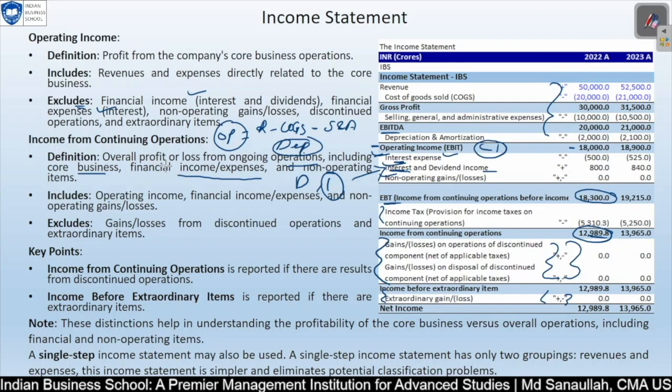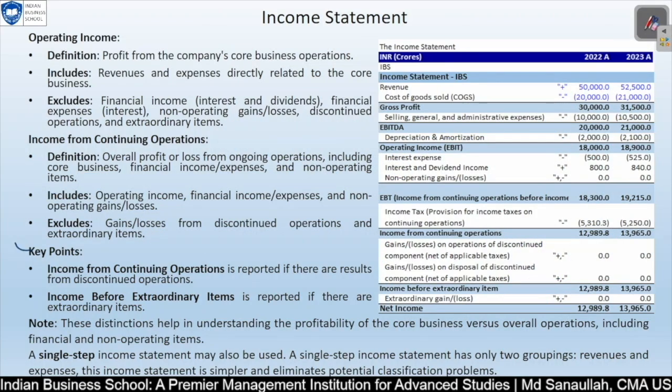So that is why it is overall profit from ongoing operation, including other core business and financial income, expense and non-operating items. If there is any gain or loss from a non-operating item, that will also be part of your continuing operation. What is included, what is excluded? You can see these things will be included and these things will be excluded. This is what I'm trying to say.